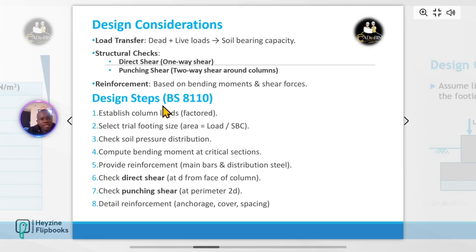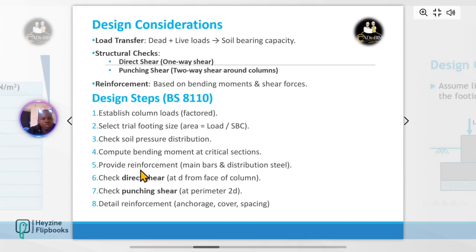Then we have design steps. What are these design steps that we actually follow? We establish column loads and factor them, that's both the live load and dead loads. And then select a trial footing size. Just make an assumption of your footing size. Check soil pressure distribution, compute bending, and the critical section.